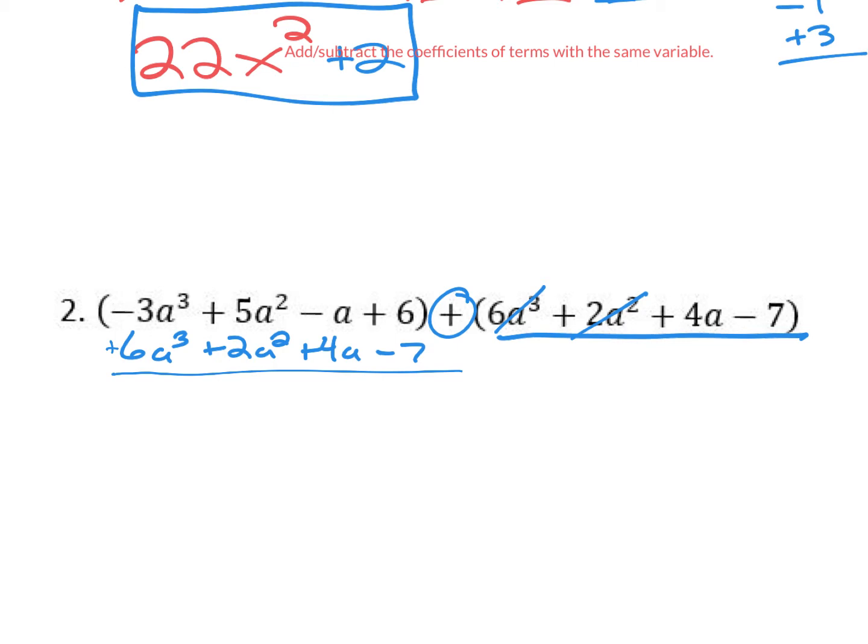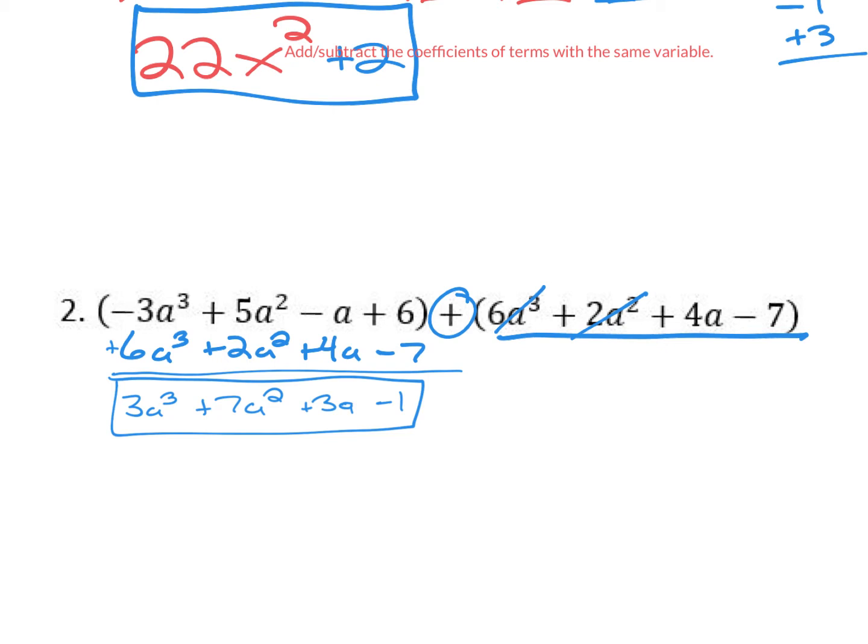So negative 3 plus 6, that's going to be 3a cubed. 5 plus 2, that's 7a squared. And then we got a negative a plus 4, so that would be plus 3a. And then we have a 6 minus 7, which would be negative 1. And we have our answer there.